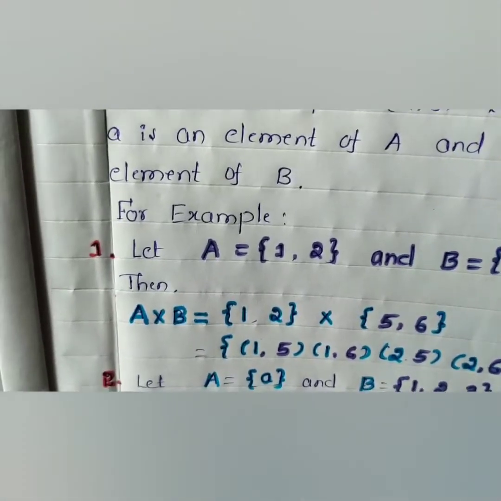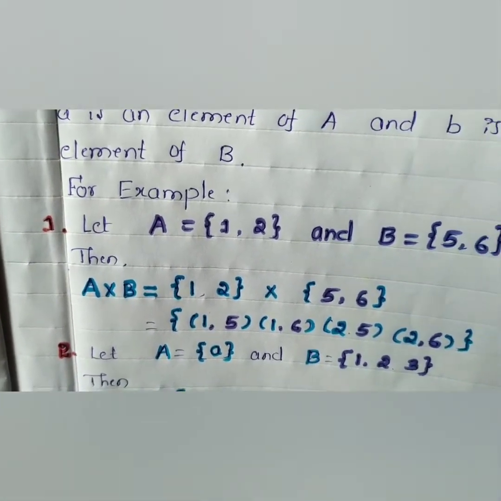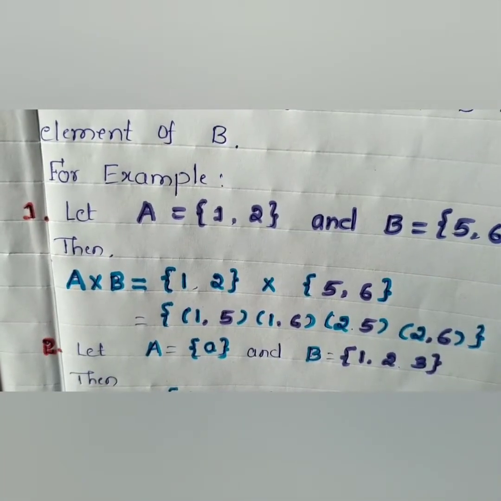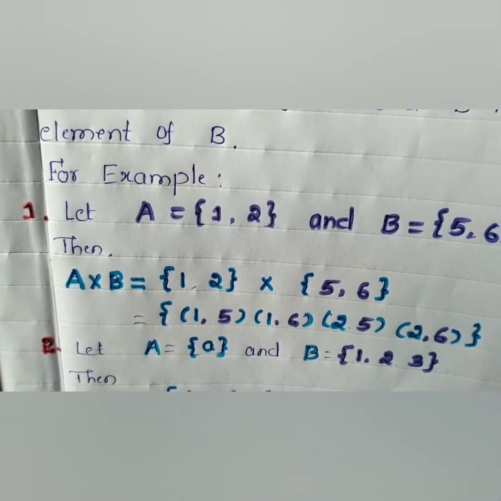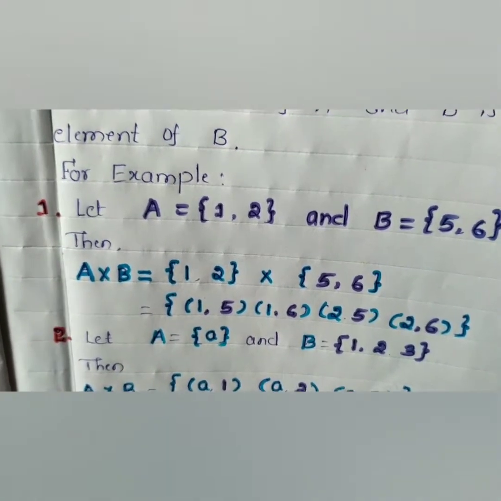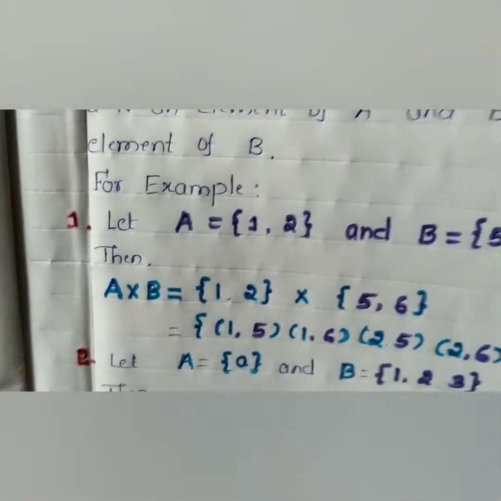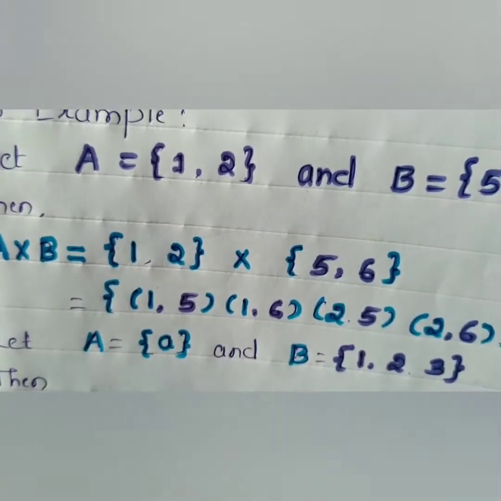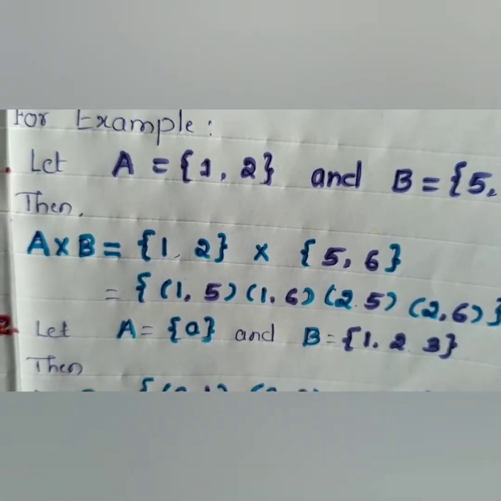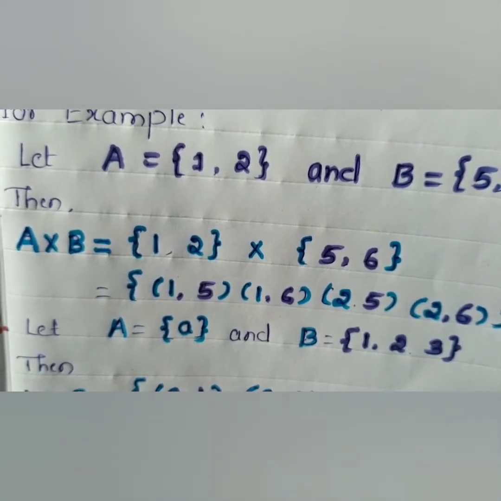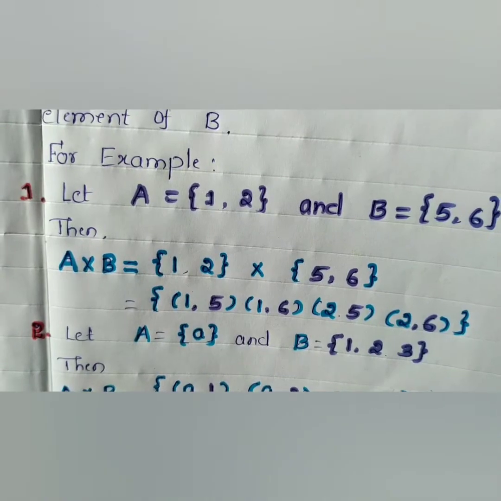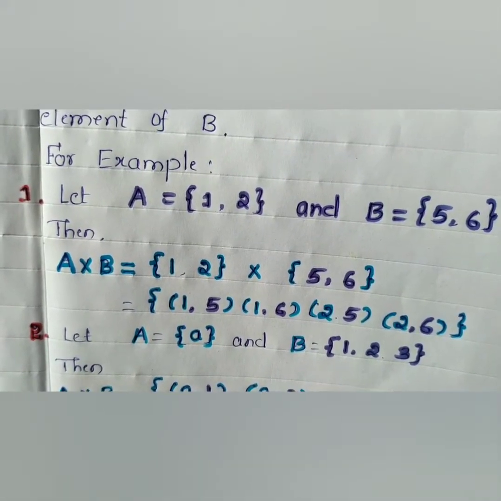Suppose, for example, we consider the set A consisting of 1, 2, and the set B consisting of 5, 6. Our work is to find out what A cross B is. A cross B is the set {1, 2} cross the set {5, 6}. Consider the first element of set A, that is 1. 1 along with the pair 5 and 6 gives (1, 5), (1, 6). 2 along with 5, 6 gives (2, 5), (2, 6). So this is A cross B: (1, 5), (1, 6), (2, 5), (2, 6).